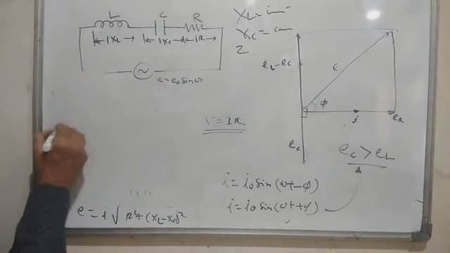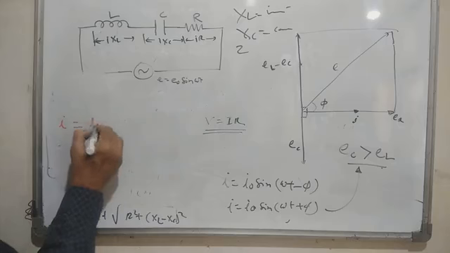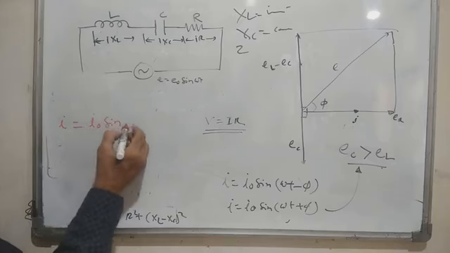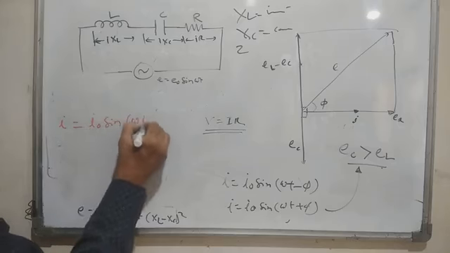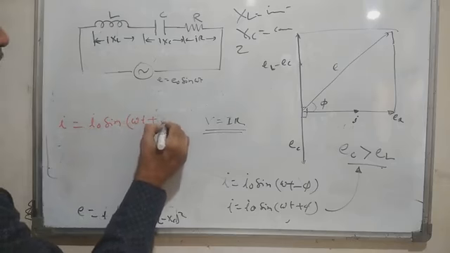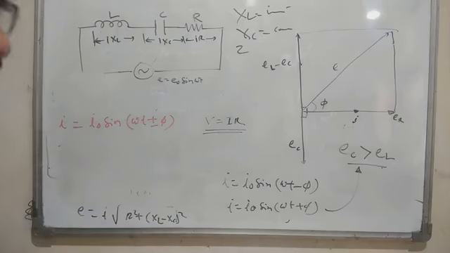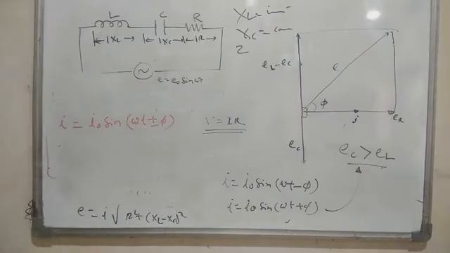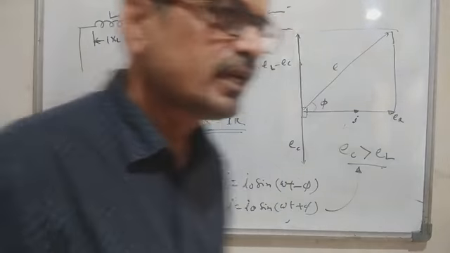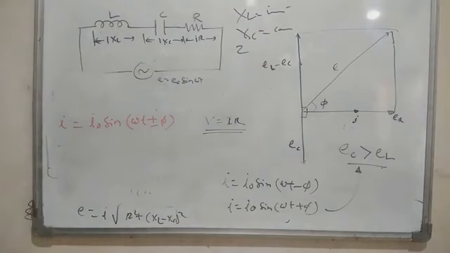That is I equal to I naught sine omega t plus minus phi. Why plus minus phi? Because in an LCR circuit, sometimes XL will be high and XC will be low, and sometimes XC will be high and XL will be low. So there are two conditions.